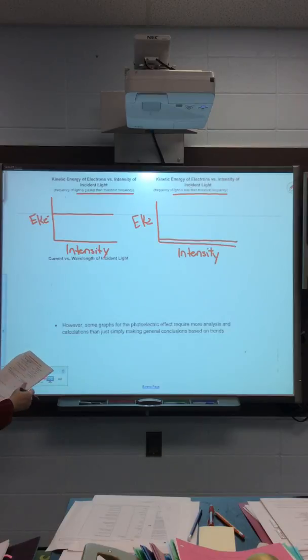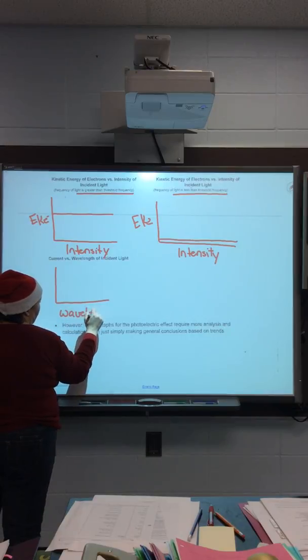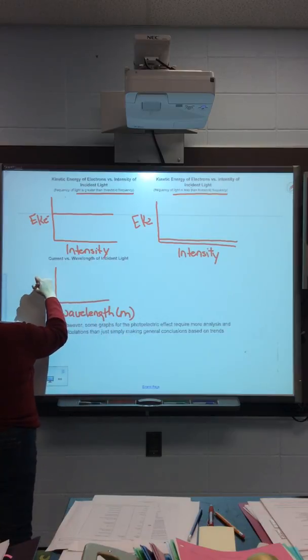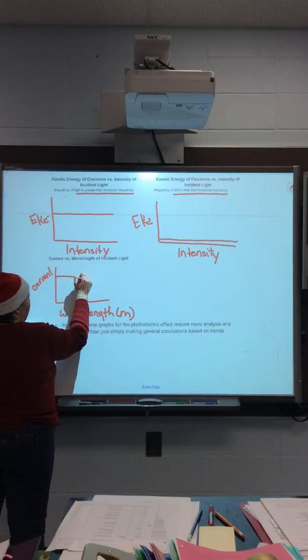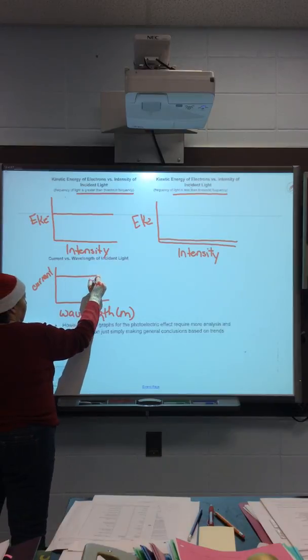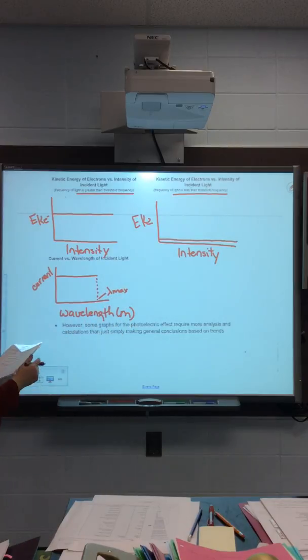When we look at the current versus wavelength, here's the wavelength in meters, and here's current. What we see is that as the wavelength changes, the current reaches a maximum point, and after that, the current won't be affected anymore. But for some things we need to do a little bit deeper investigation.